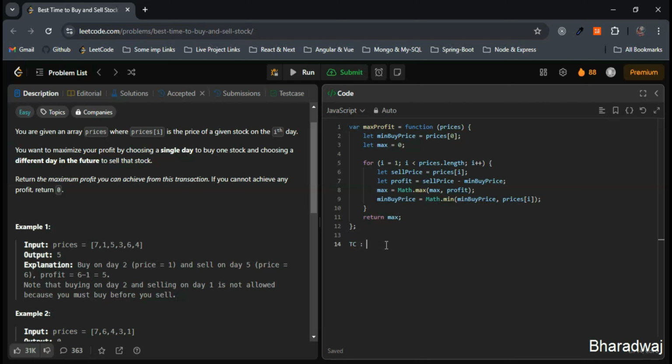So I'll just comment right here: time complexity would be big O of n and the space complexity would be big O of 1.